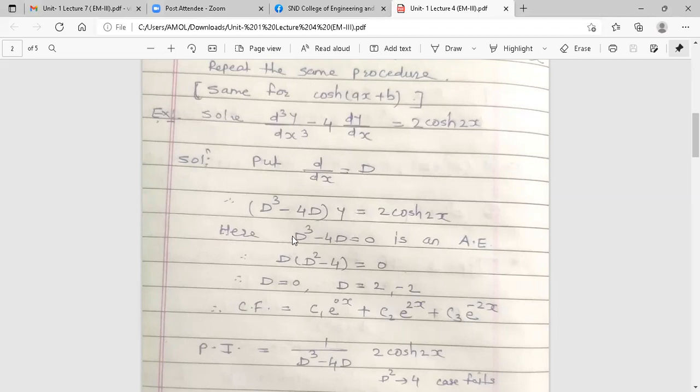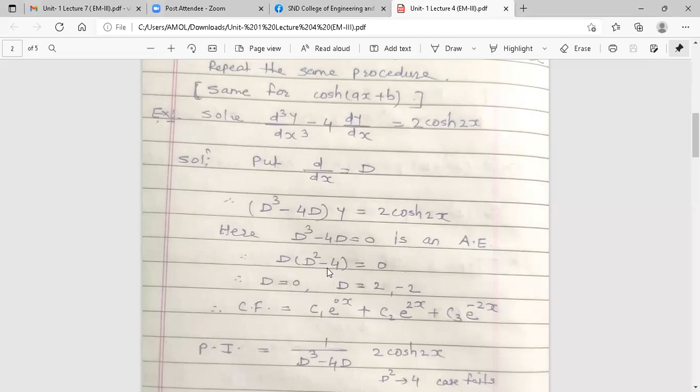Here the auxiliary equation is D cube minus 4D is equal to 0, because this is the reduced form of the LDE, phi of D into y is equal to function of x. It is a cubic polynomial. Here we can take D common, so the remaining term is D square minus 4 is equal to 0. So we have D is equal to 0, or D square minus 4 is 0, meaning we need the factors of this quadratic equation D square minus 4 is equal to 0.